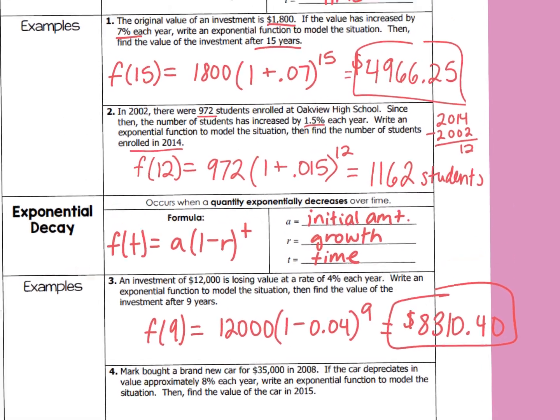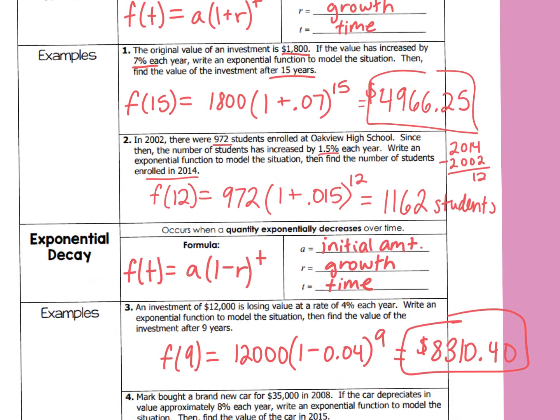Okay, so we're going to go ahead and skip number 4, but one thing before we flip to the next page that I want to point out. When you get to your test and when you get to the EOC, here's the thing. They're going to tell you to set up an exponential function, but they're not going to tell you if it's growth or decay. You've got to know when to use each one.